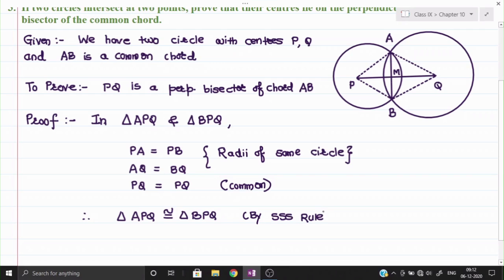Okay, and when these two triangles become congruent, you see we will get two angles equal. One angle I am supposing here as angle number 1, and the second I am supposing as angle number 2. This is my angle number 2. So I will say here angle 1 is equal to angle number 2. Okay, that is with the help of CPC. Now angle 1 and angle 2 are equal.